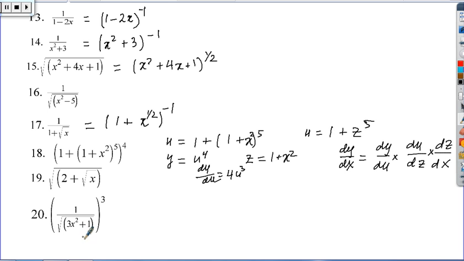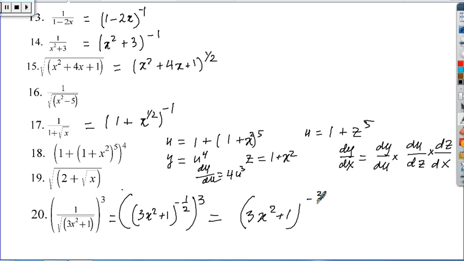Again, be careful here with all indices. Remember, what is it? Power of another power. For example, in this case is (3x squared plus 1) to the power of minus half, to the power 3. Remember that when you have a power of another power, you should multiply the indices, right? And then you will get (3x squared plus 1) to the power of minus 3 over 2. So although the question looked quite complicated, it actually can be written in the form that is easily differentiated.